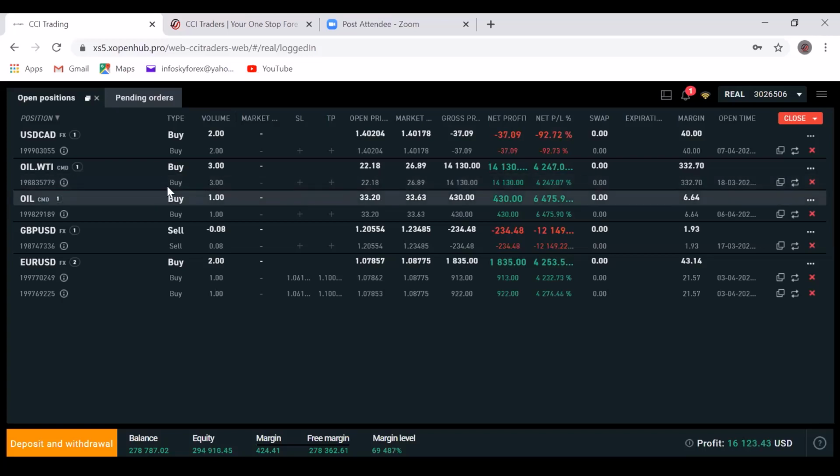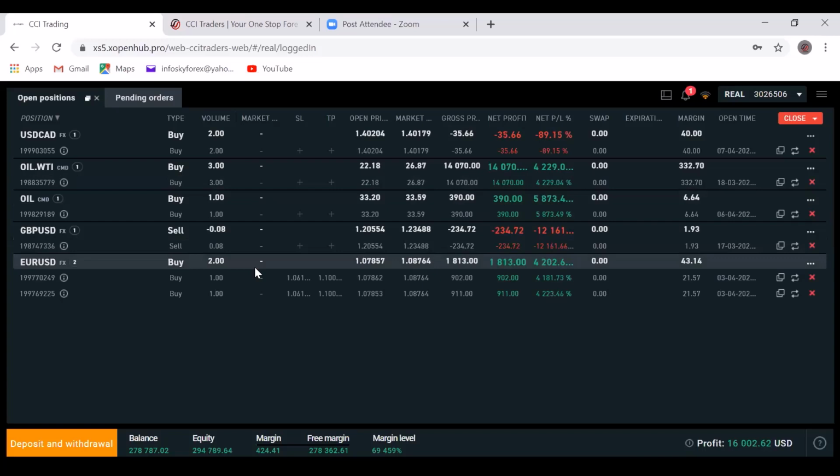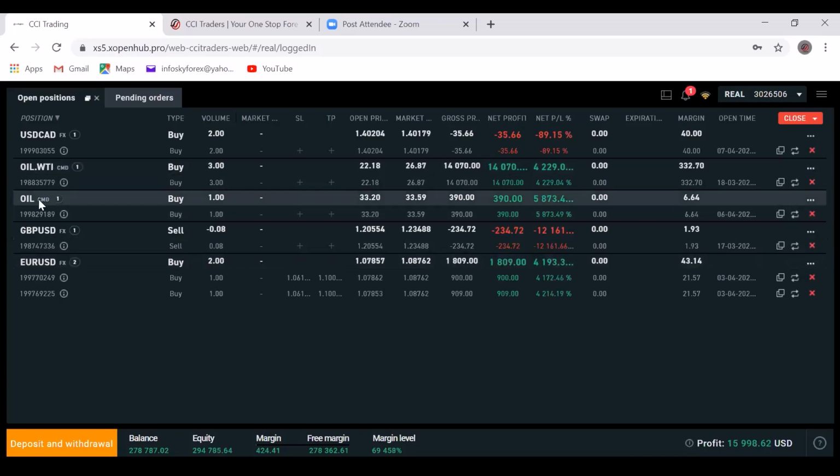Then I still have another. Okay, I have a buy in Euro USD. So these are my trades. I have positions in oil.